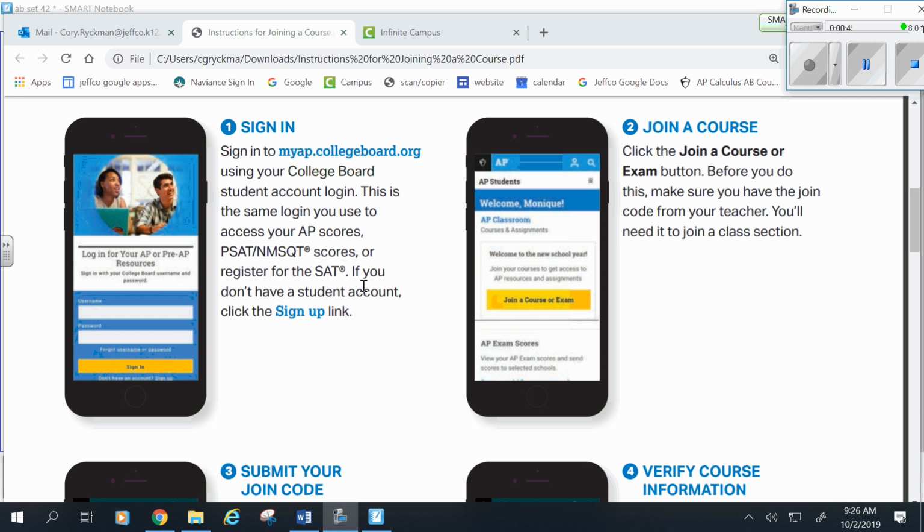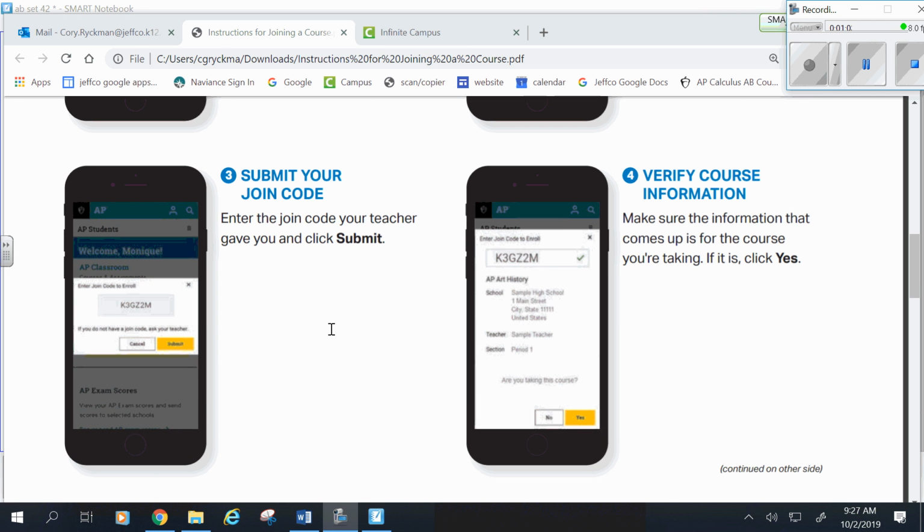All right? Assuming those of you who are successful were able to do that, you would then go to the join a course or exam button. You see that somewhere. When you hit join a course or exam, you need to submit the code for the class that you're going to join. Here's our code.